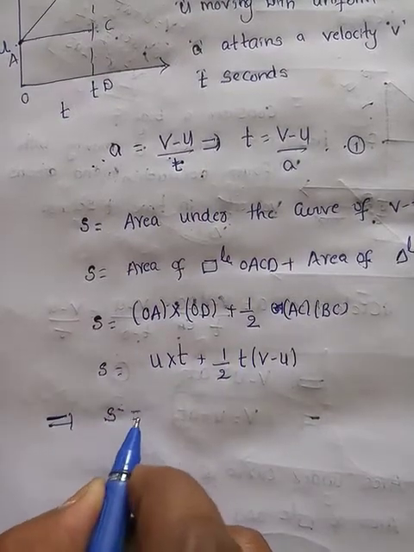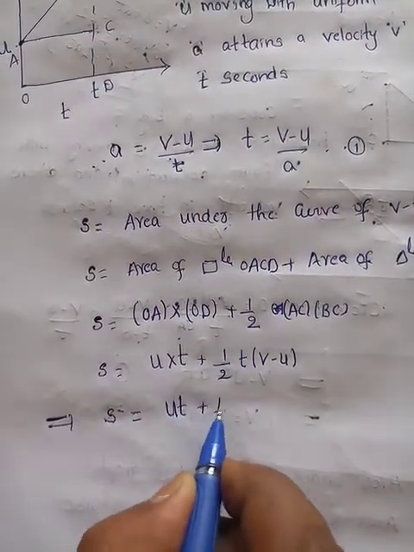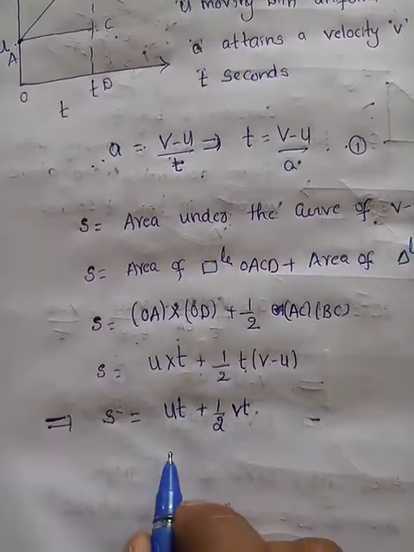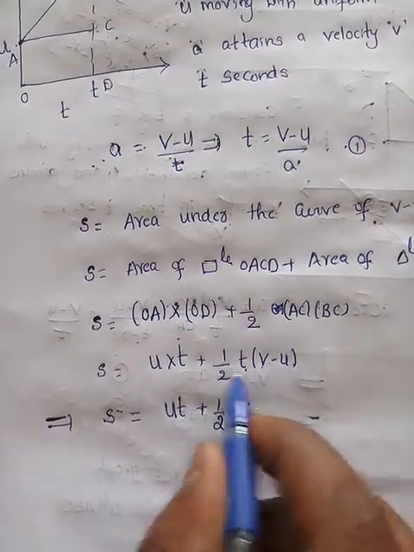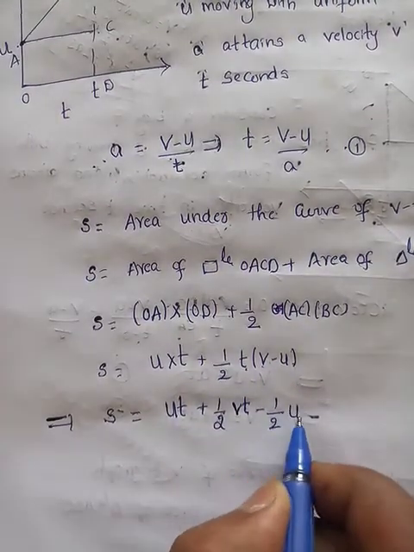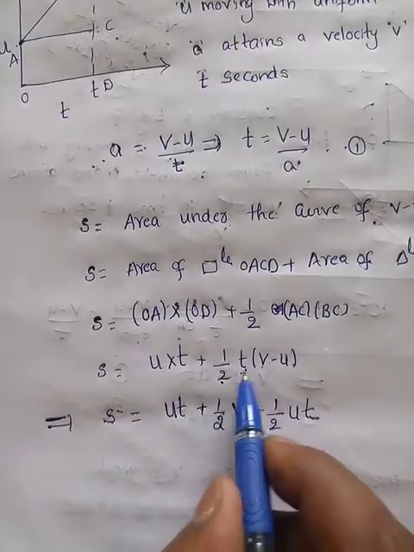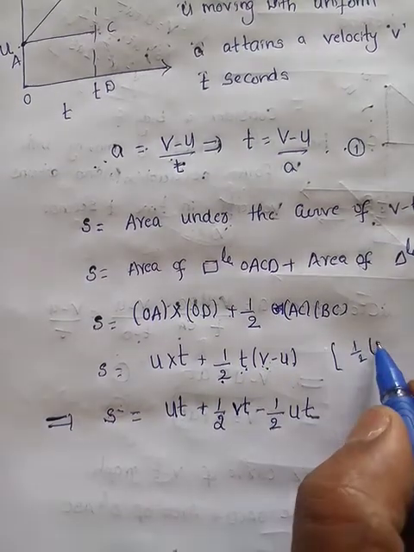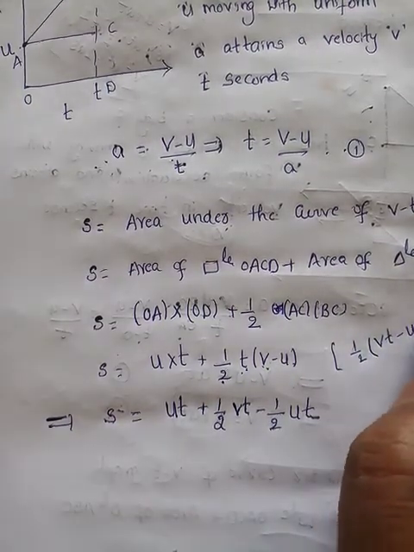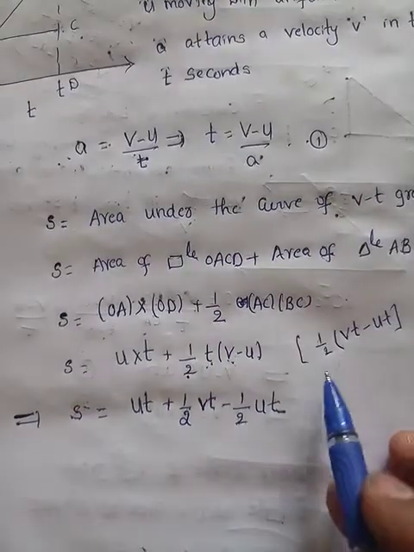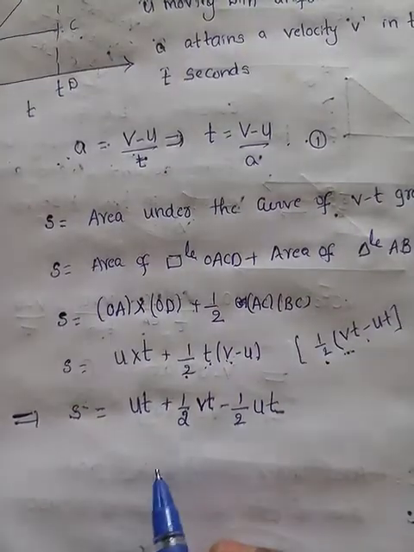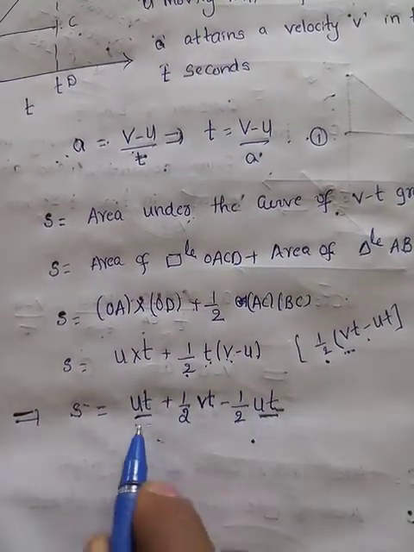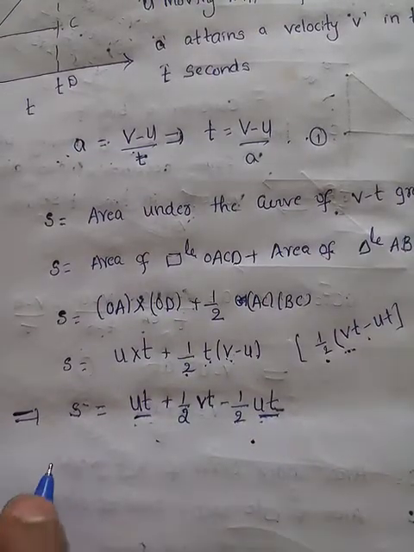That implies S is equal to ut plus, multiplying t with the bracket, half vt minus half ut. Understood? You multiplied half t with (v minus u). See here, half t first: vt minus ut. Now half multiplied with both terms: half into vt minus half into ut. That's where we are. Now here ut, this is also ut. So we can take out of these two terms what is common? ut we can take, right?